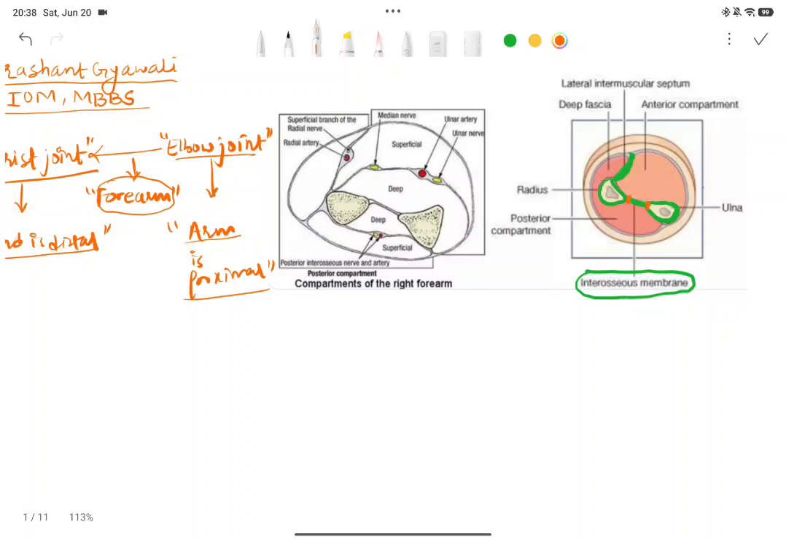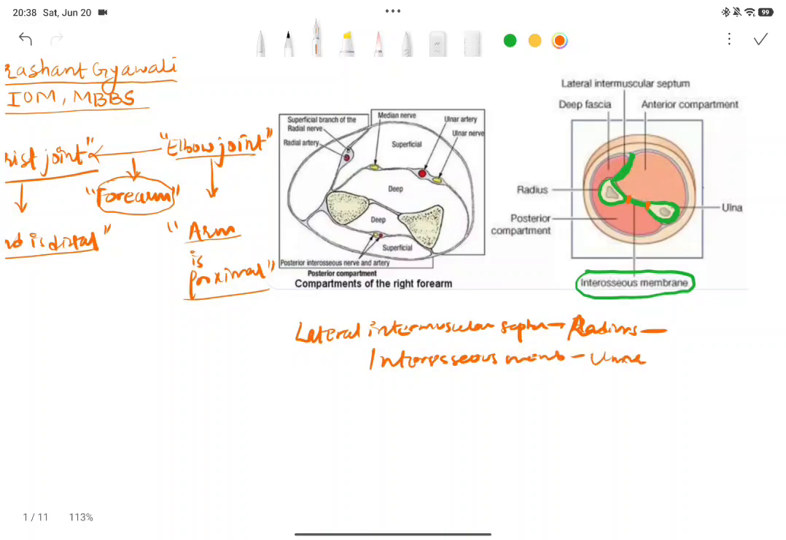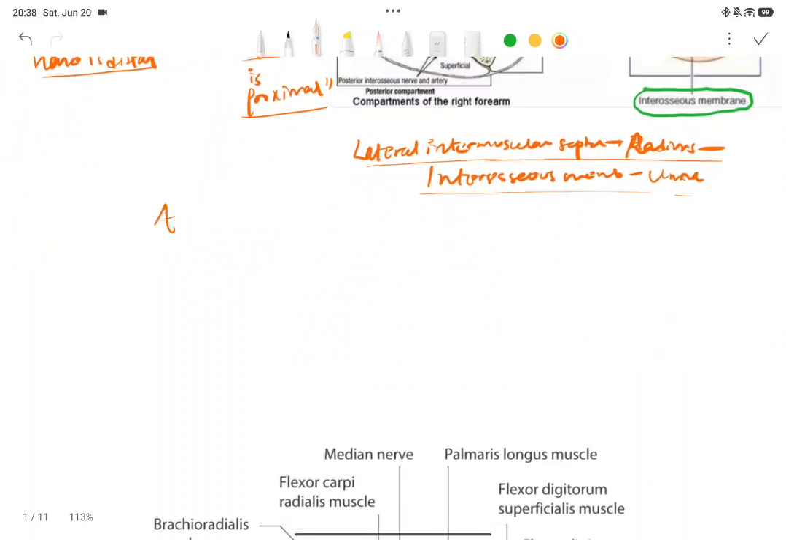So it divides the forearm: there is the lateral intermuscular septum, the radius, the interosseous membrane, and the ulna. In this way it divides the forearm into two compartments, the anterior compartment, which is also known as the flexor compartment, and the posterior compartment, which is the extensor compartment. The anterior compartment contains the flexor muscles.